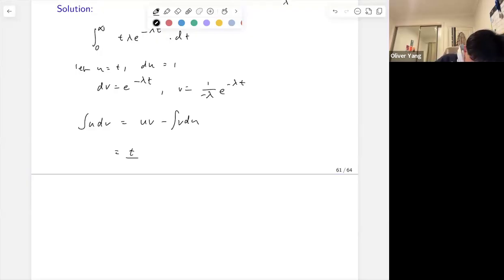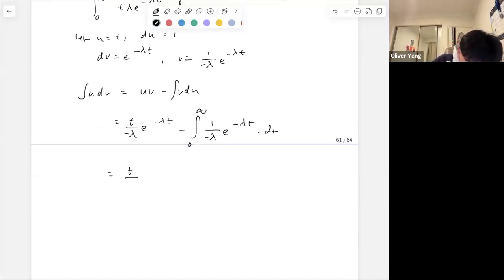t times negative e to the negative lambda t, minus the integral of 1 over negative lambda e to the negative lambda t, from 0 to infinity, dt. Okay? So we're just going to integrate this. Oh, I forgot to put the bounds here, 0 to infinity. Why don't we integrate and then we'll put the bounds afterwards? That seems a bit easier. So let's just do the integral here.